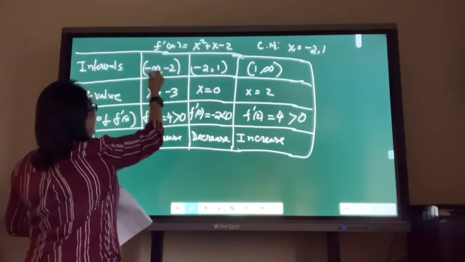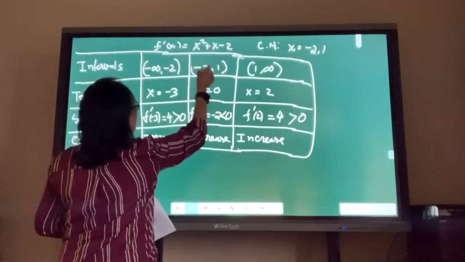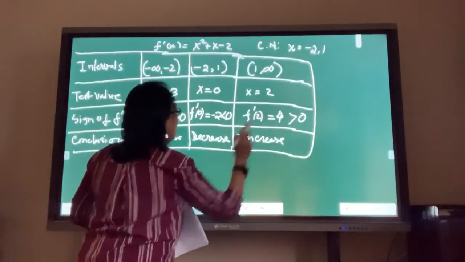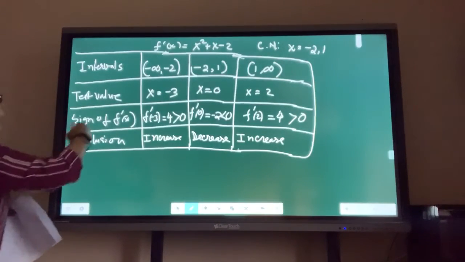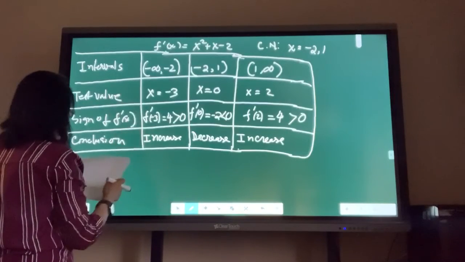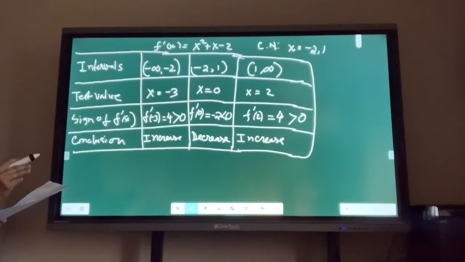So in this interval, the graph of the function is increasing. In this interval, the graph of the function is decreasing. And in this interval, the graph of the function is increasing once again. So this is going to go up and down, and the curve is smooth and continuous because the function is continuous. Okay, so that's the first finding of this application of derivatives.